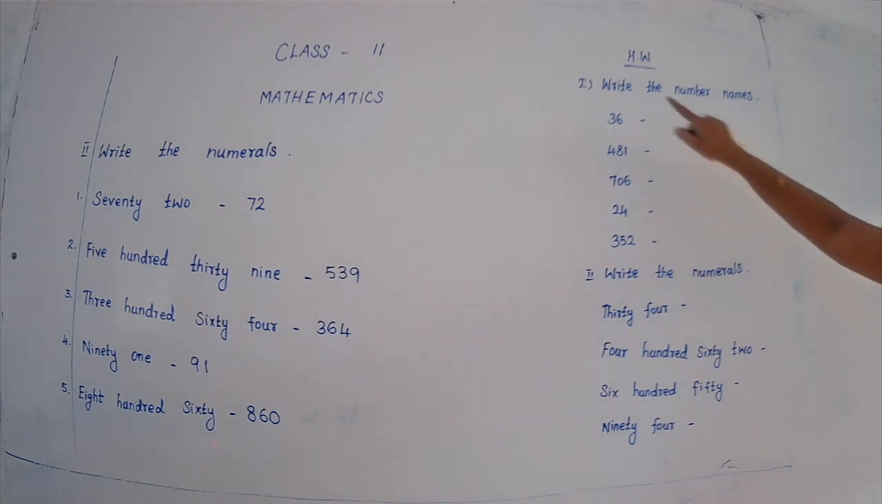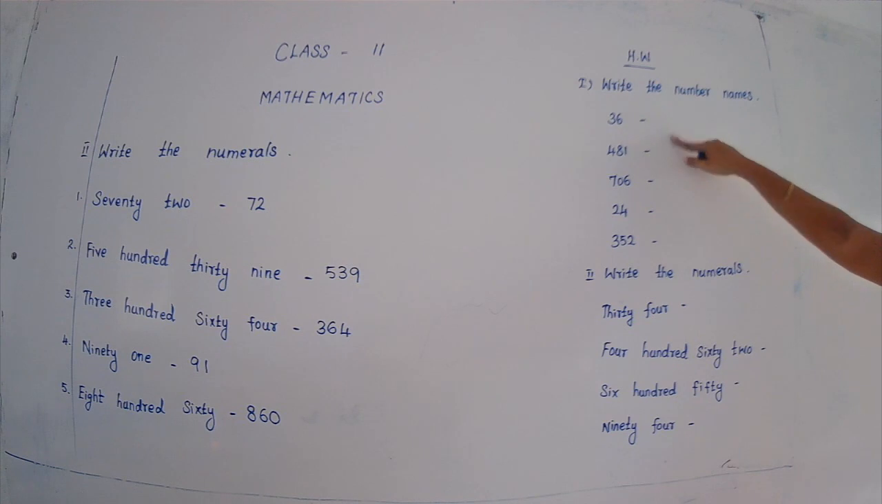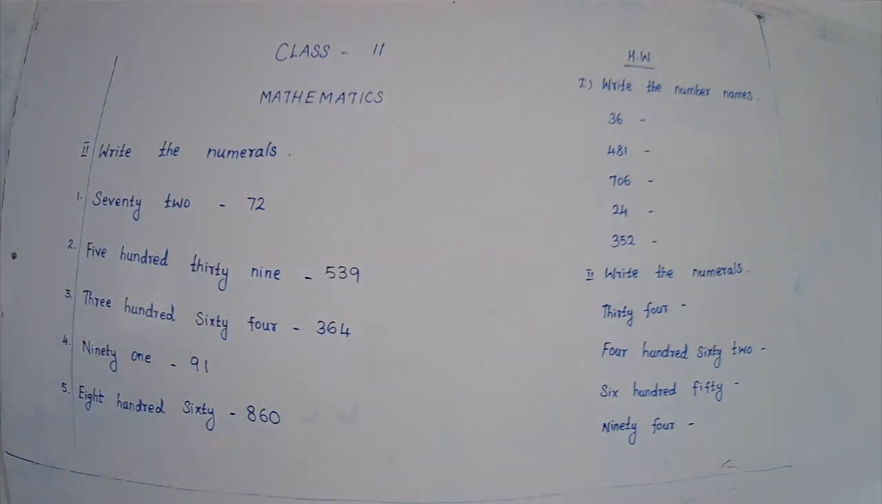This is today's homework, okay? First of all, this is how you write. This is on a new page. If you complete the classwork, take a new page and write today's day and date. Homework: write the number names and write the numerals, okay children? Now take the classwork note and copy. Number names means you write the spelling for that number. Write the numerals means they have already given the spelling, and you should write the numbers only, okay? Don't forget to write the homework. You must write the homework, okay children? Very good.